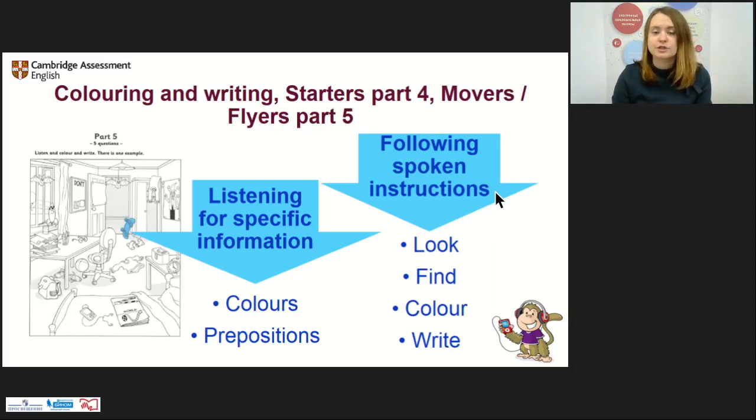Another difference between Starters and Flyers, for example, is that for Starters, you only color the objects, whereas for Flyers and Movers, you will have to write something. The place for writing is absolutely obvious. And again, spelling. Spelling matters if the word is spelled on the recording. Okay.